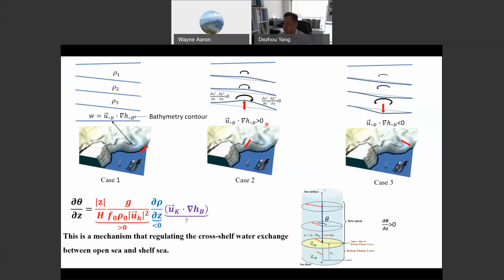If this term is positive, it means there is very strong onshore intrusion in the bottom water. If the ocean current flows down the slope, it means this term is negative. In this situation, there will be more intrusion of the surface Kuroshio water, because theta will decrease from the sea surface to the sea floor.